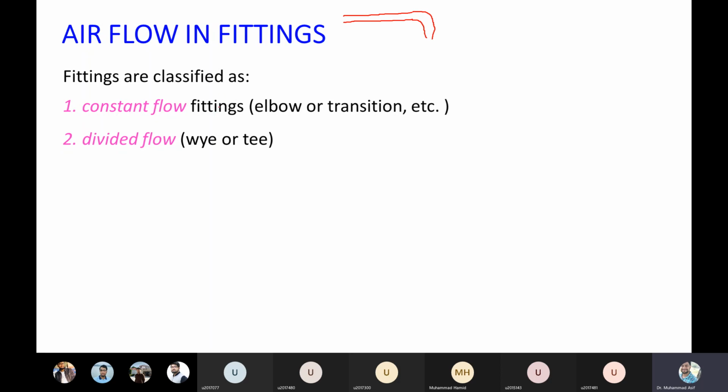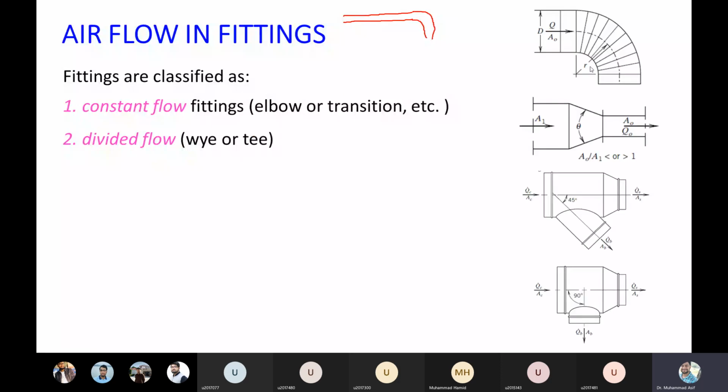This is a constant flow fitting. Examples of constant flow fitting are an elbow or a transition. The second type of fitting we call the divided flow fitting, like the Y fitting or the T fitting. Let me show you different fittings. The first one is the elbow. As you can see, this is a 90-degree elbow, and this type of fitting is called a constant flow fitting. The same flow enters and the same flow leaves from here.